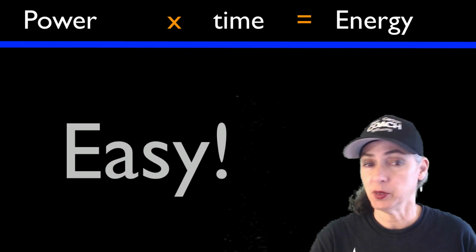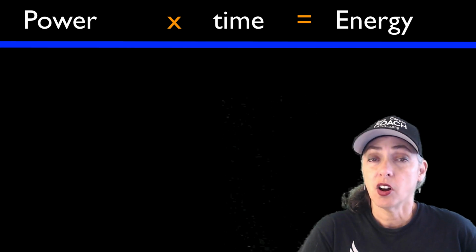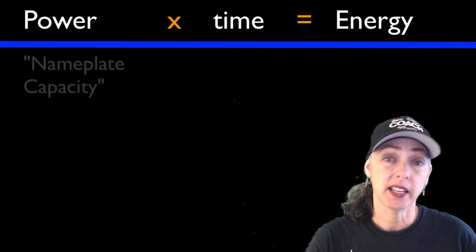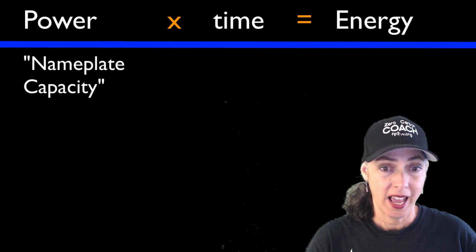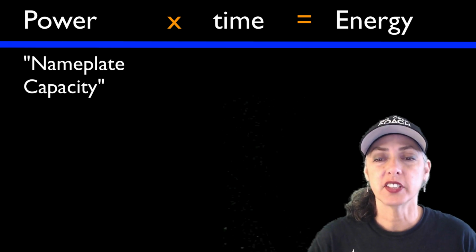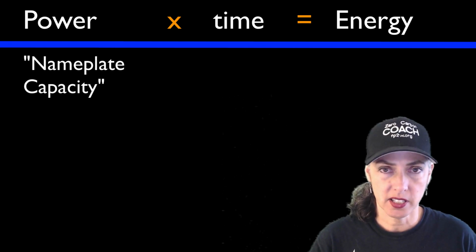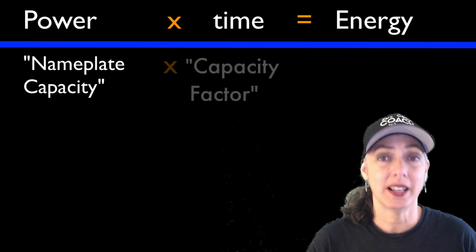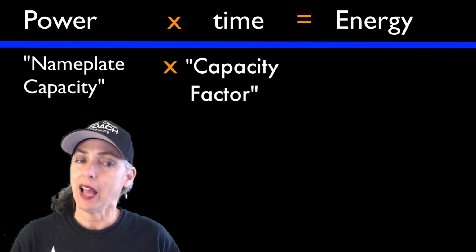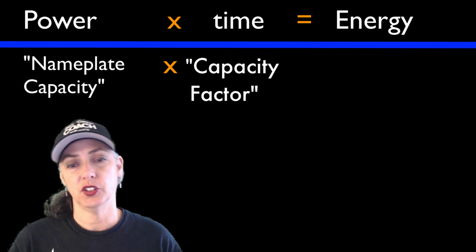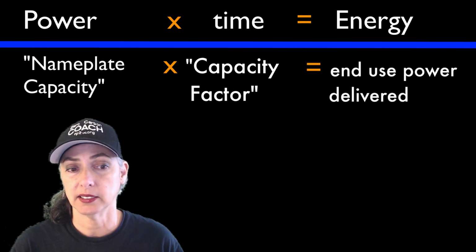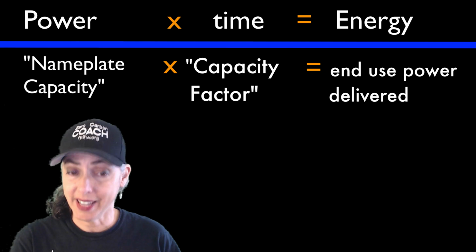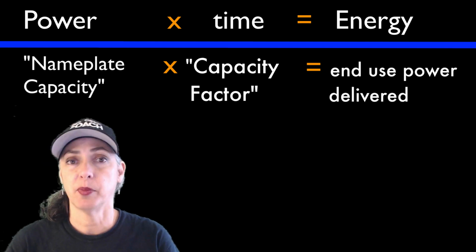The way people deal with this is to say, we're going to call the max output of a power plant the nameplate capacity. And then we're going to figure out over the course of a year, on average, how much of the time that plant will actually run. We'll call that the capacity factor. So actually, it's really easy to calculate the end-use power delivered for any given power plant. You simply multiply the nameplate capacity by the capacity factor.